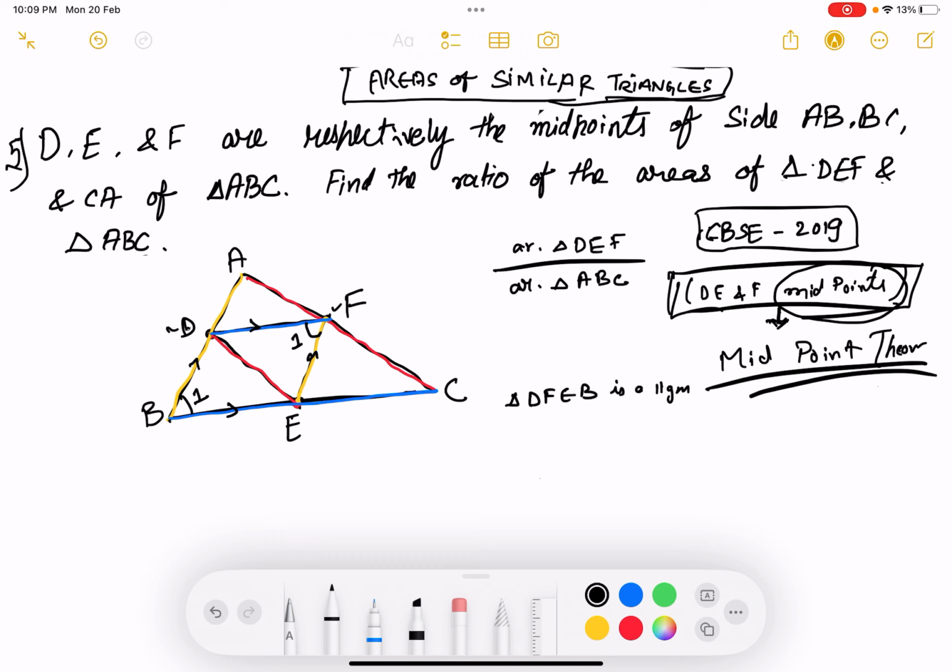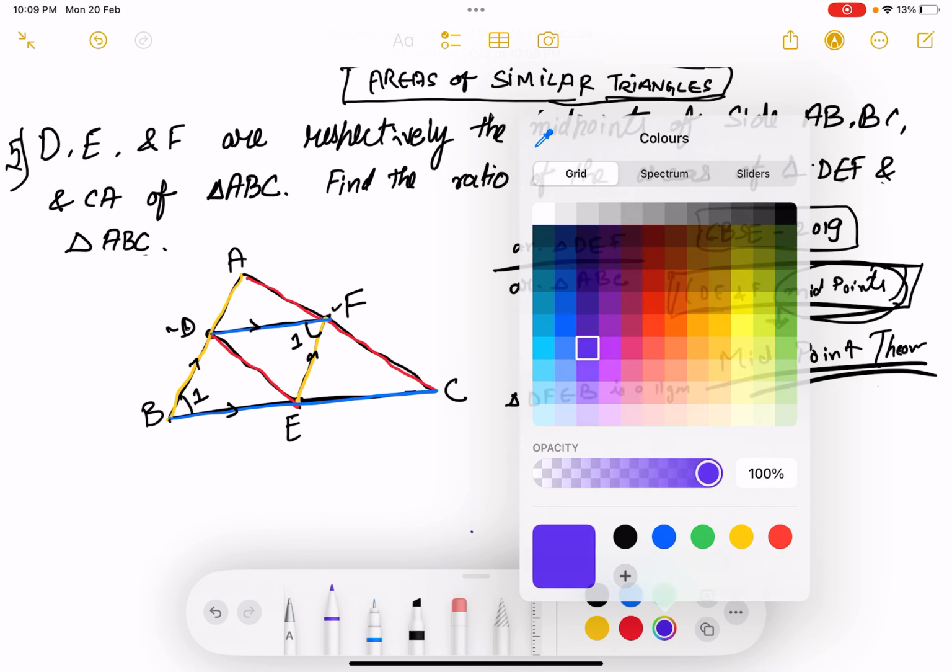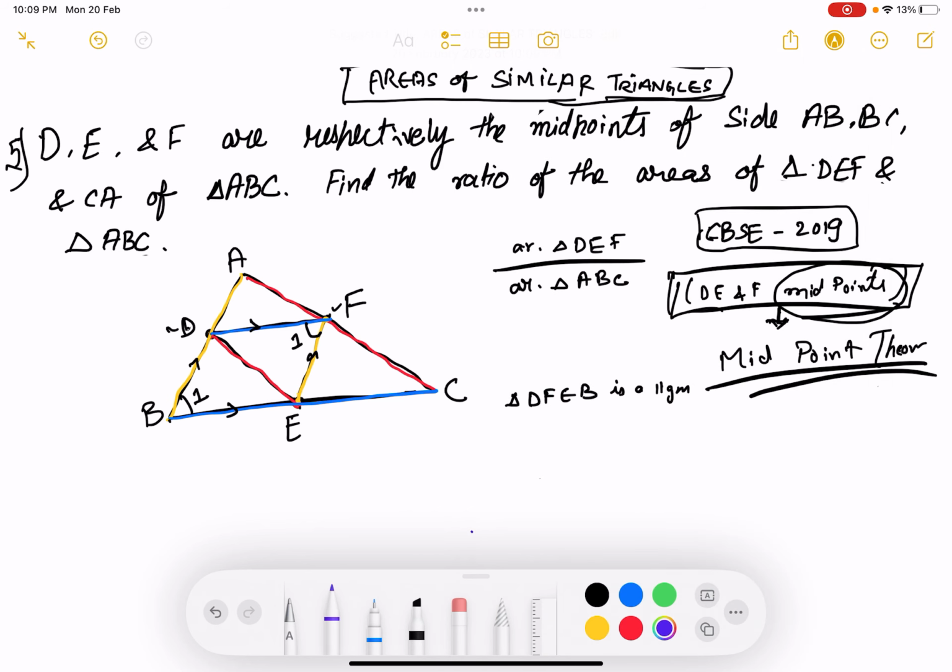Now in this diagram there are many parallelograms. If we look more closely, let's use some different color. This is also a parallelogram, D, F, C and E. This also forms a parallelogram, again by the midpoint theorem. So if this angle is 2, because in a parallelogram opposite angles are equal, this is also 2.